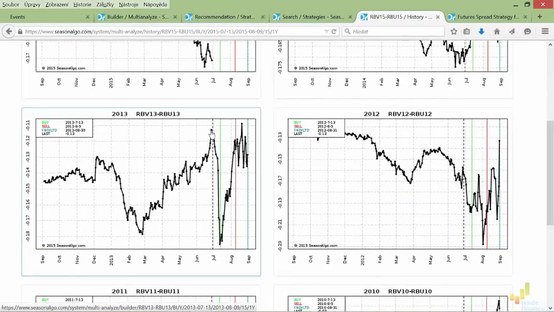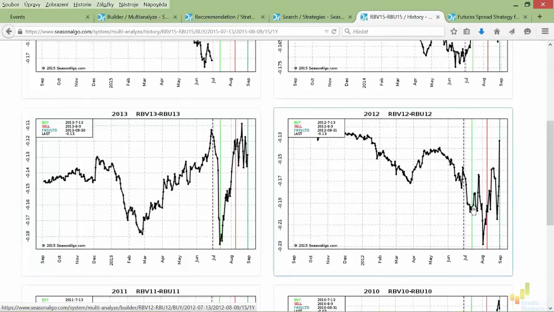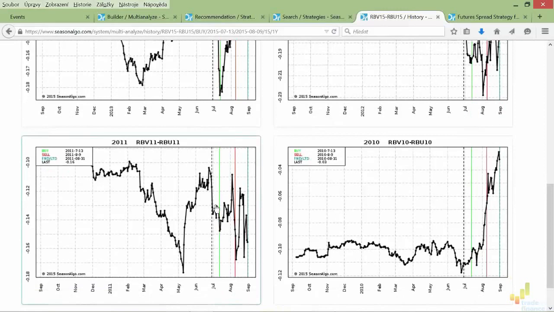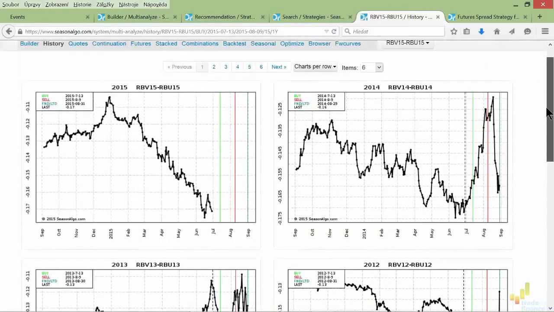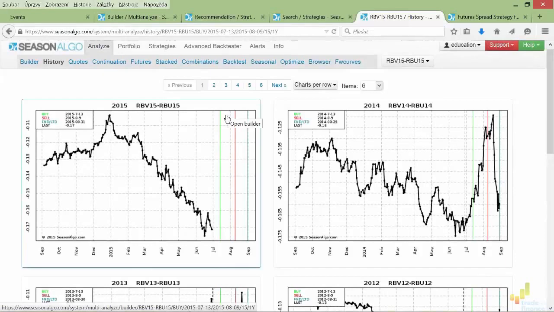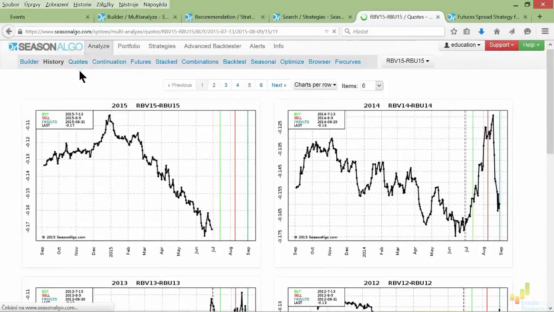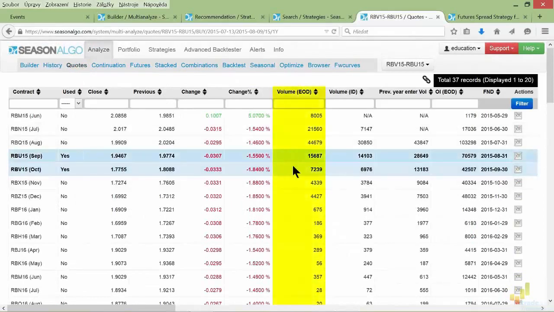The year before here obviously was a fundamental year, but then the seasonality worked perfectly during the seasonal window. Then this is the year before, where the seasonality worked up to a certain level and then it started falling. And this is the year before, and then the year 2010. Like this, we can have a look at all different years which are available in the SeasonAlgo database. We can also have a look at quotes, and here we can see, for instance, the volume of the last trading days, and also the first notice day and all the relevant information that we need for taking a decision whether we would like to trade the spread or not.